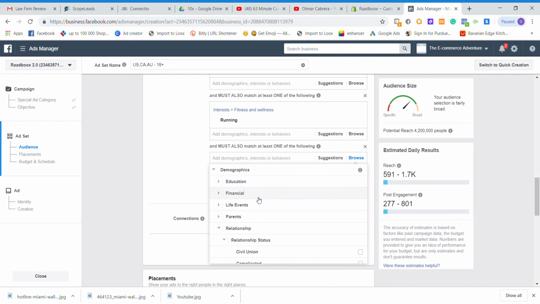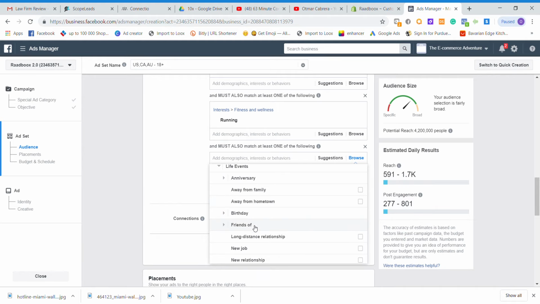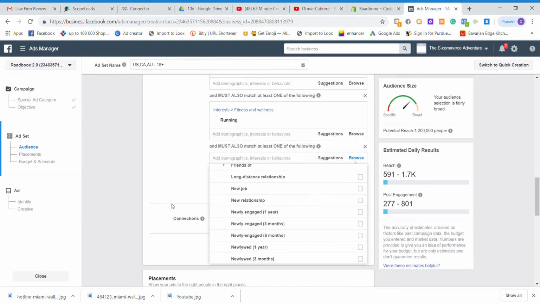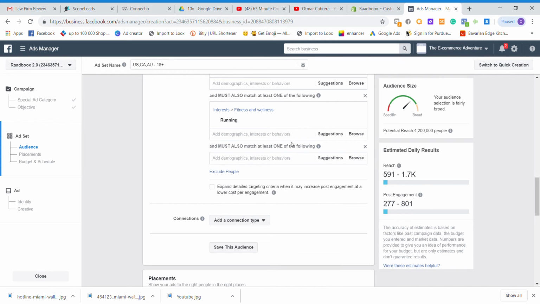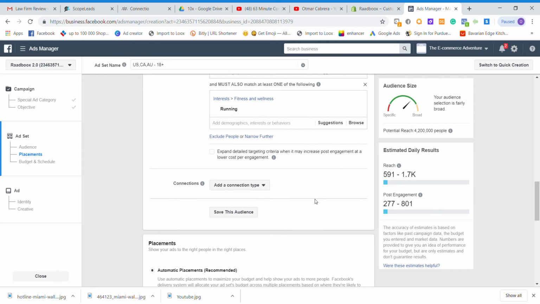But as you can see, with life events, you can target a long distance relationship, newly engaged. There's so much data that Facebook allows you to target, right? And guys, if you don't use this, you're definitely missing out.